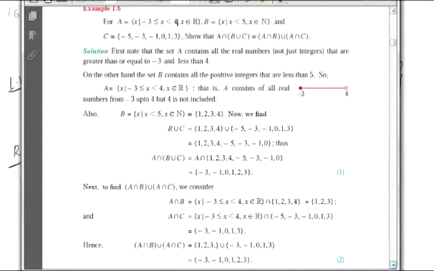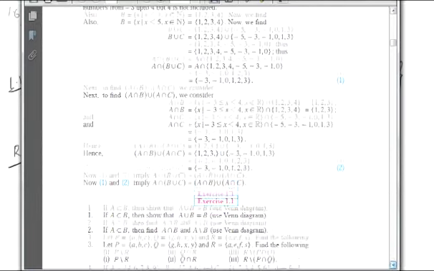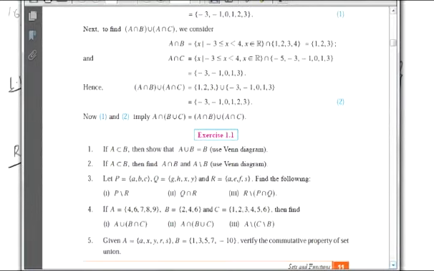What is next? Next, oh yeah, so let's move on to exercises. Exercise 1.1, first sum.